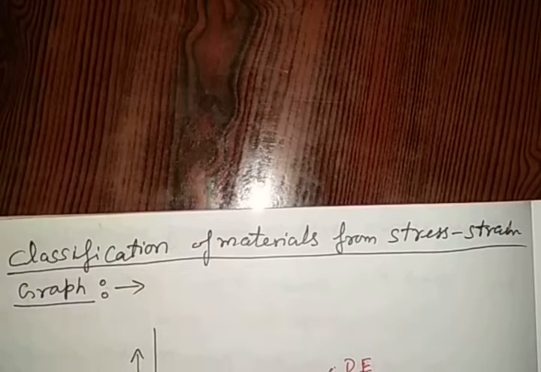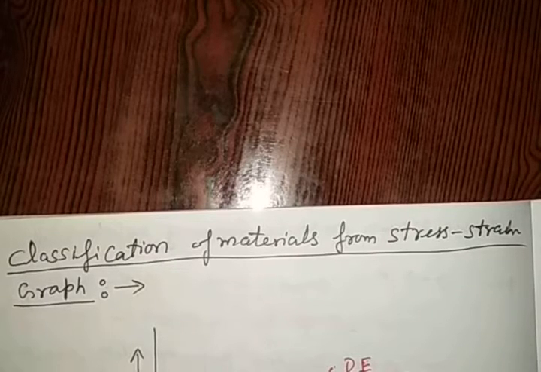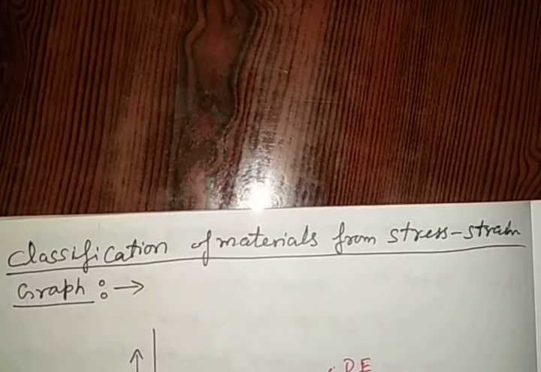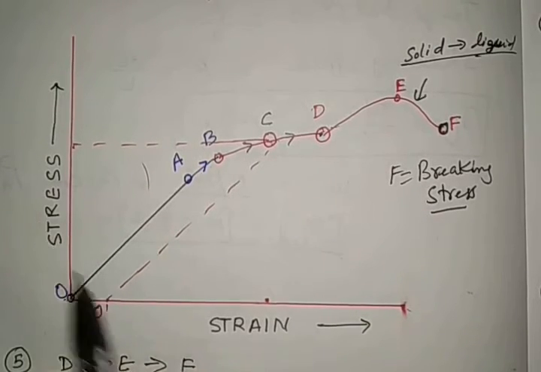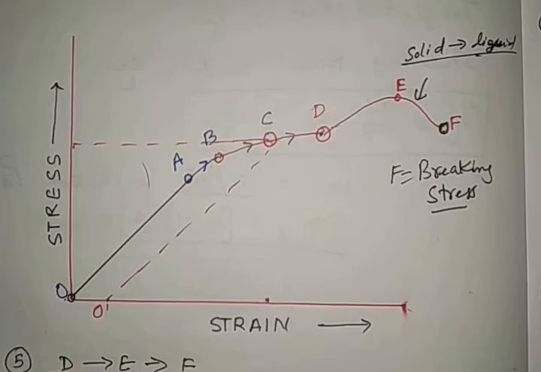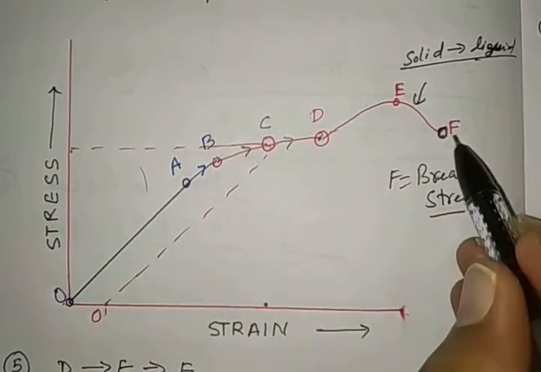Everyone, we are going to see the classification of material on the basis of the stress curve. So we will select the type of material and their property by this graph. See this graph, the stress strain graph in here. See very carefully from point A to point F.